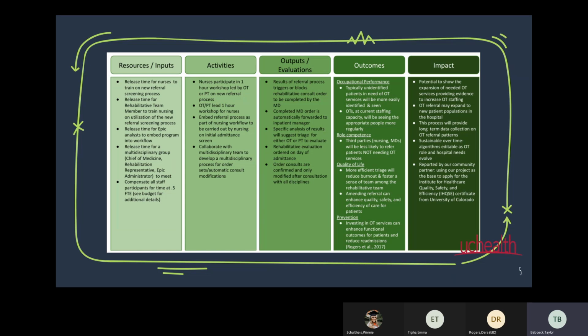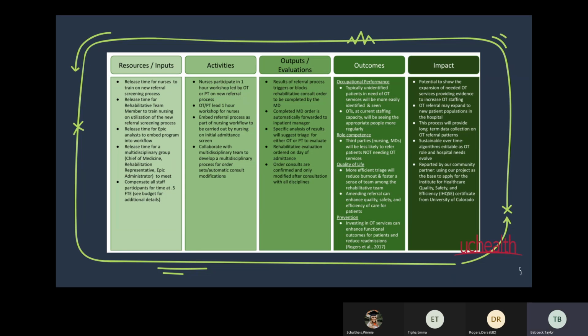These lead us to our activities, which are going to look like a 1-hour workshop for nursing led by an OT or PT member. It's going to look like the Epic analyst spending the time to actually embed the algorithm within the system and part of the nursing workflow, as well as a team meeting between multiple disciplines to confirm how we should go about settling on order consults, as well as modifying them as time goes on.